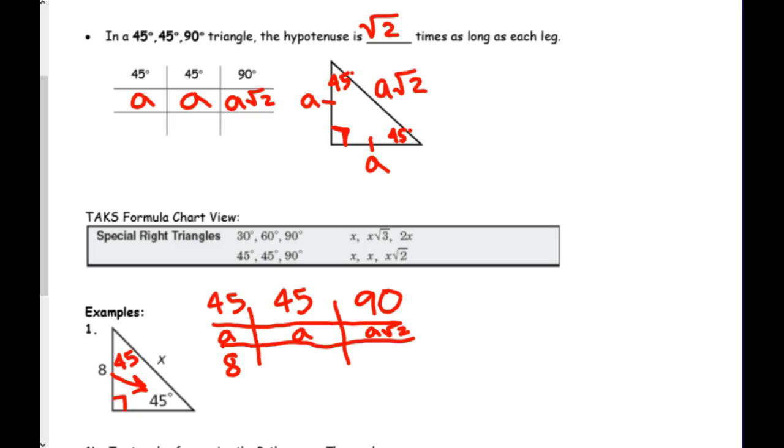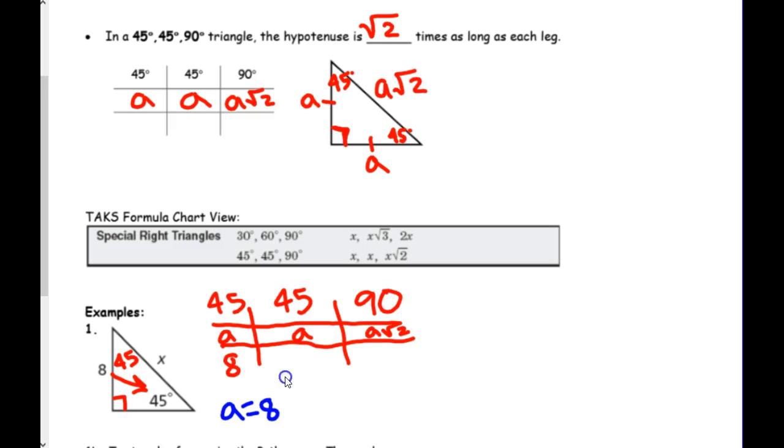Now, here's what you got to do every time. You write your table, you fill in one thing, and you're going to think of these things as equal. A equals 8. So I'm going to write that down. A equals 8, because it's right above each other. Okay?